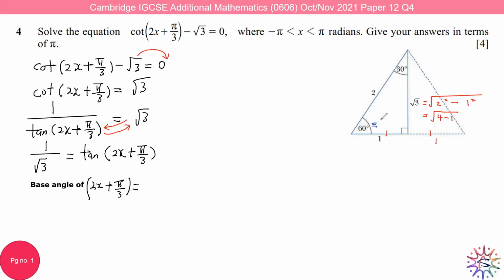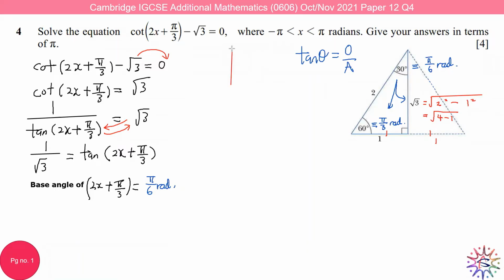And 60 degrees is equivalent to pi over 3 radian, while 30 degrees is half of it, so that will be pi over 6 radian. Tangent theta is opposite over adjacent. So from this triangle, we can see that for 1 over root 3, the base angle of 2x plus pi over 3 will be pi over 6 radian.